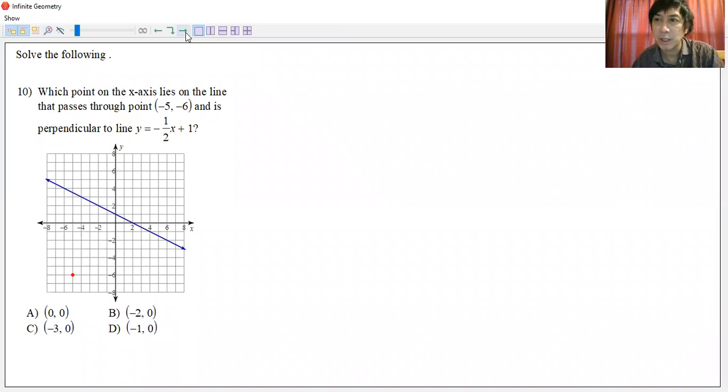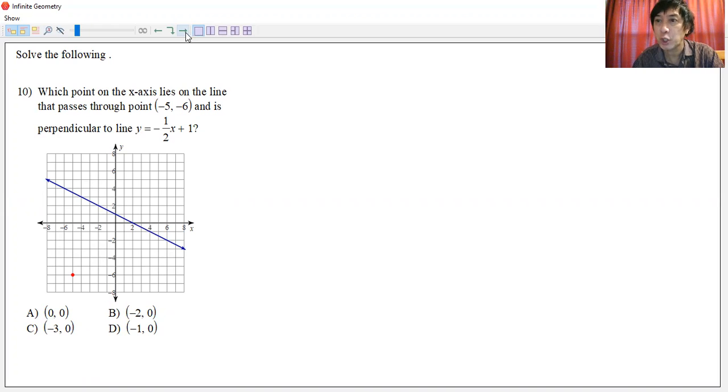This is number 10. Which point of the x-axis lies on the line that passes through the point negative 5, negative 6, and is perpendicular to line y is equal to negative 1/2 x plus 1. Now, the given line is the blue line. It has a slope of negative 1/2. The given point is the red point, negative 5, negative 6. It's at the third quadrant. It's the red point. Now, the question is, which point on the x-axis?